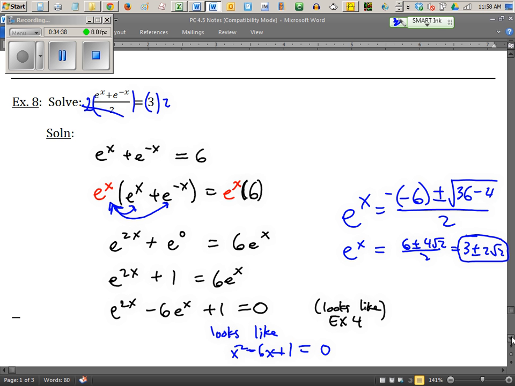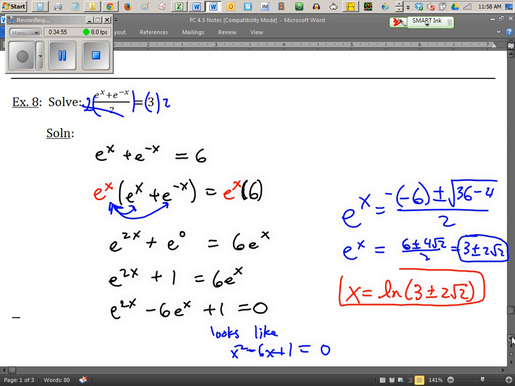Is that the final answer? Not quite. This is e to the x. To get x by itself, you can just take the ln. So it's going to be like this. Here's your final answer in red. x equals ln of 3 plus or minus 2 root 2.